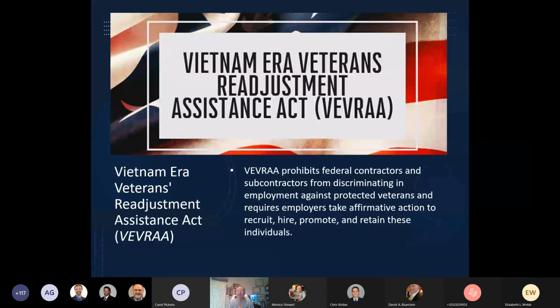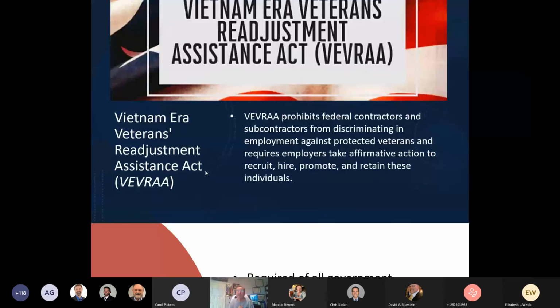Okay, so who are these laws required of, and what do they require us to do? Again, it's for contractors with more than 50 employees and more than $50,000 in government contracts. You have to have a corporate-wide plan, which we do, and then you also have to have site-specific plans for any locations that have more than 50 employees.